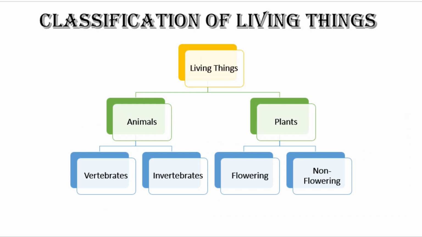Scientists have divided all the living organisms into two main groups. And what are these two main groups? One is plants and second one is animals. Then they further divided animals into two groups, vertebrates and invertebrates. And they divided plants into flowering and non-flowering plants.